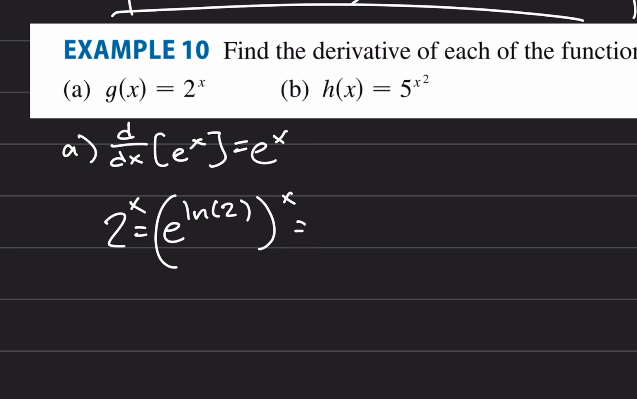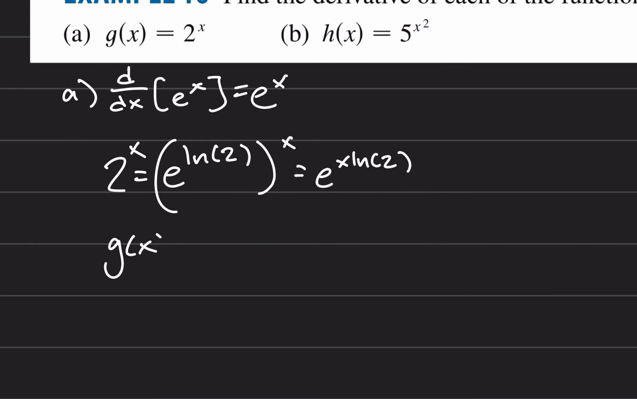Now, multiplying down the exponents, because you can do that with the exponentials, you get e to the x ln 2. And this is looking a lot more like this. But we still have to use the chain rule here, because if you think about it, this is our inner function, and then e to the x is our outer function. So that's what we're going to do. G of x is equal to, and then our inner function x ln 2. Outer function is f of x, which is e to the x. If you substitute this in here, you get that.